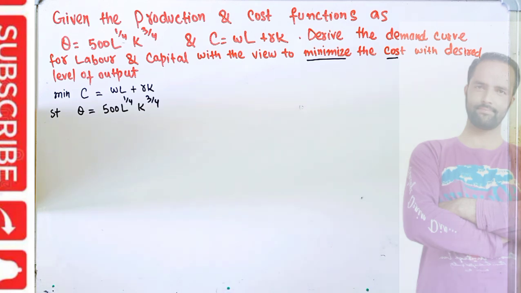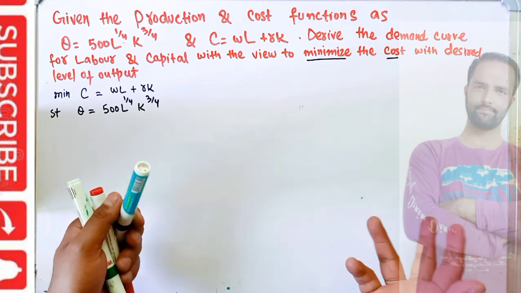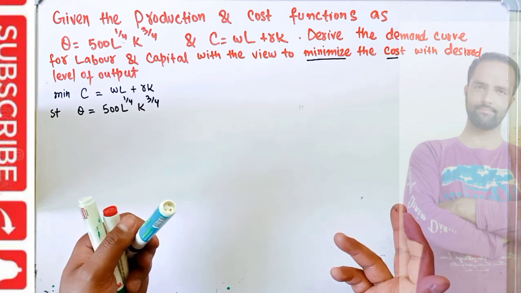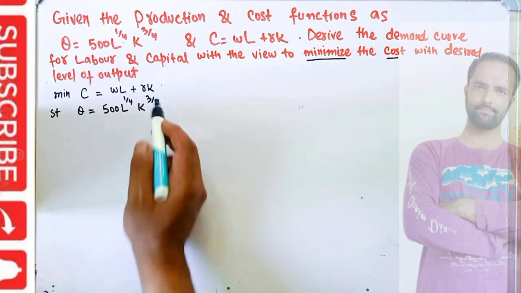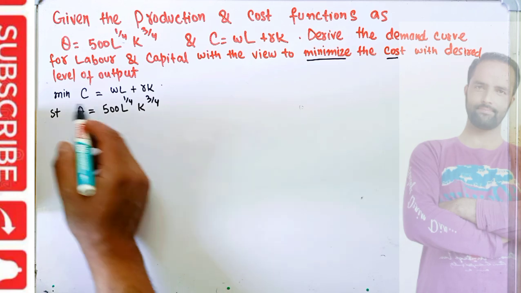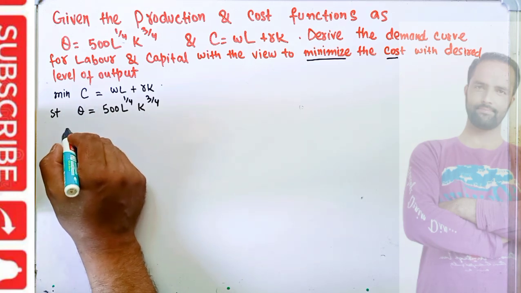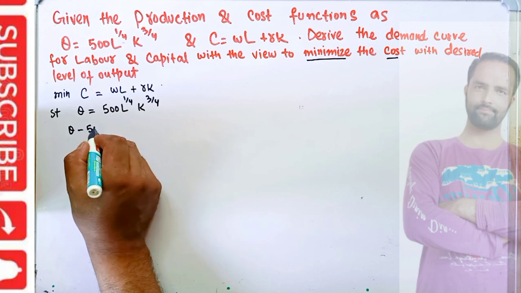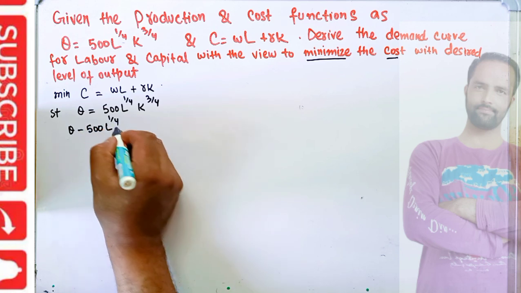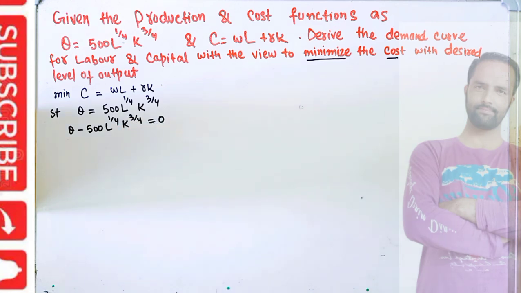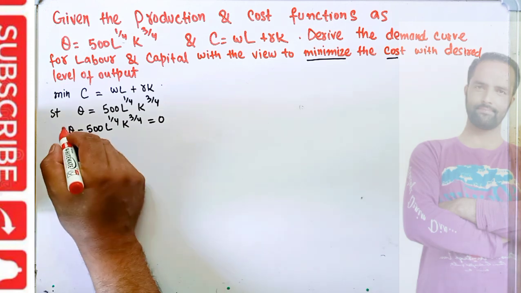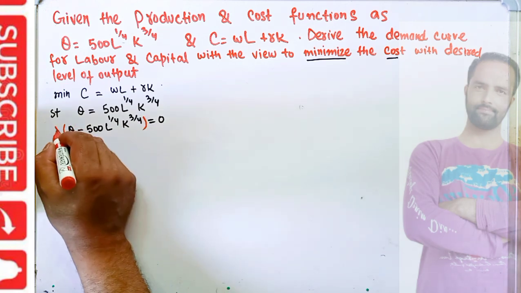How do we solve these types of questions? Simply, we use the Lagrange multiplier method. This is called the objective function, and this is our constraint. The first step is to set the constraint equal to 0 and multiply it by lambda. So it becomes Q - 500 L^(1/4) K^(3/4) = 0, and to this we multiply lambda.